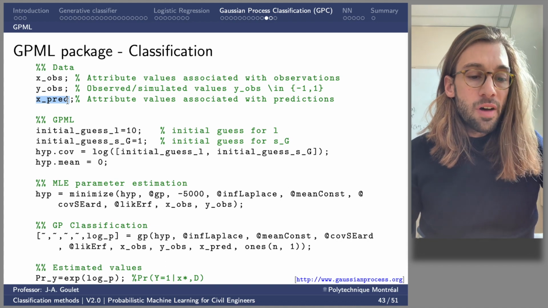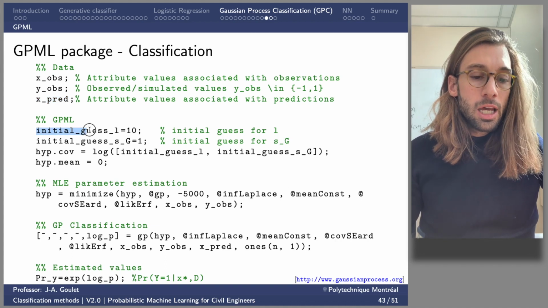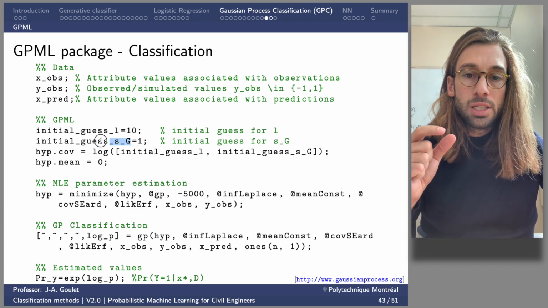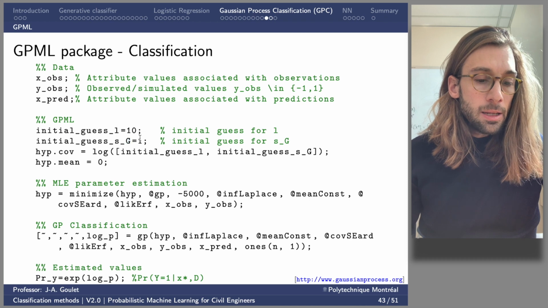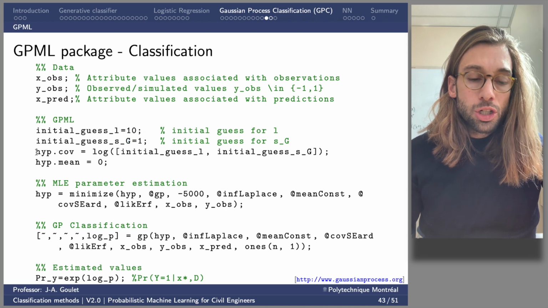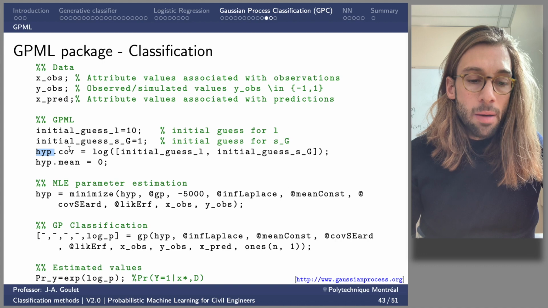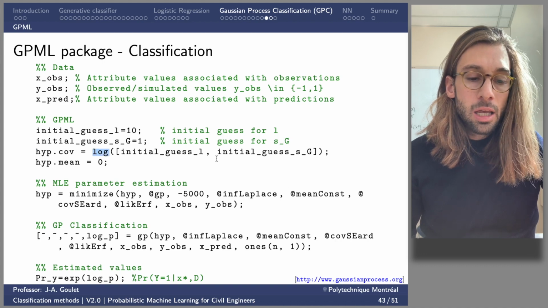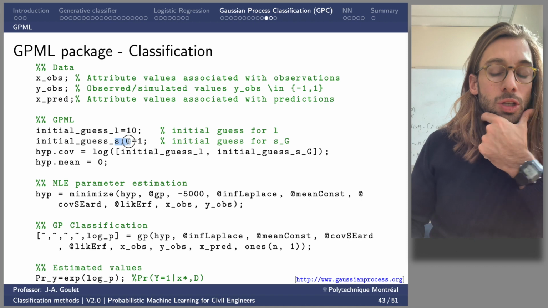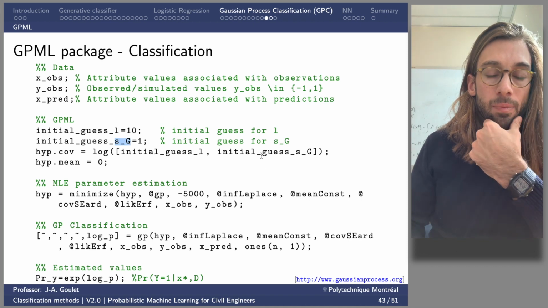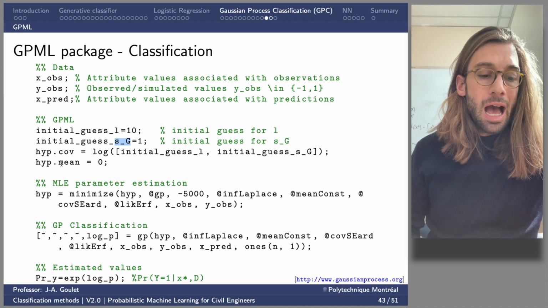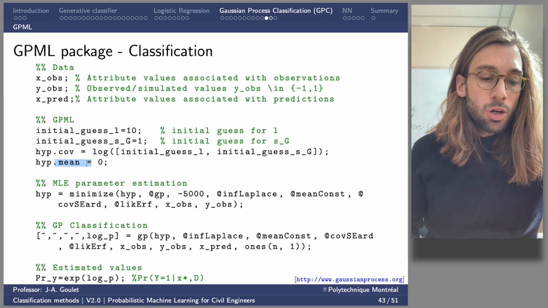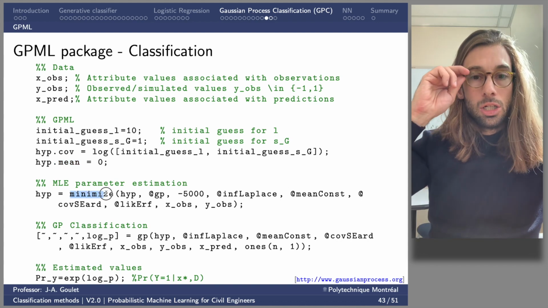For GPML, you need to provide an initial guess for the correlation length and an initial guess for the prior knowledge of the standard deviation of your Gaussian process. You can initialize this at 1. And you define your hyperparameter knowledge: hyp.cov, you take the log of your parameters, the correlation length and the initial standard deviation for the variance of your Gaussian process. We define that the prior mean is 0. Okay, hyp.mean is 0. Then we're going to optimize these 2 parameter values using the minimization function in GPML.